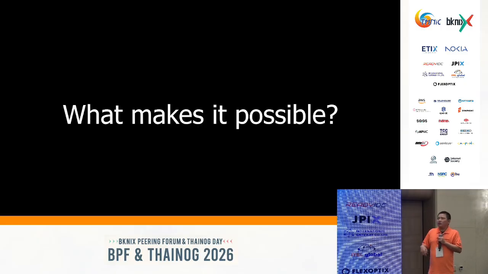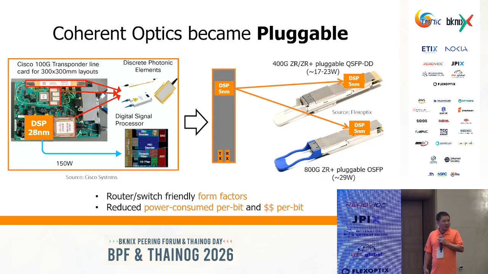And that's where you want to pause and see what makes it possible, right? There are some fundamentals. What makes it possible? The most important one is coherent optics became pluggable. If you look at a 400 gig or 800 gig coherent plug, it's smaller than this clicker, right? It now goes directly into your routers and switches.